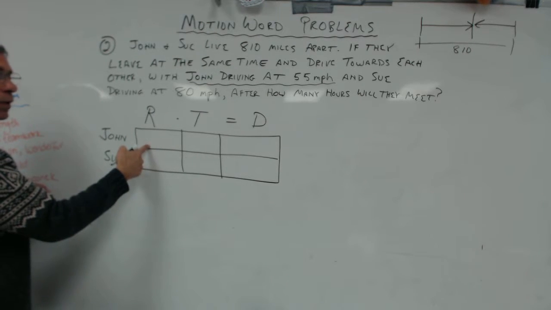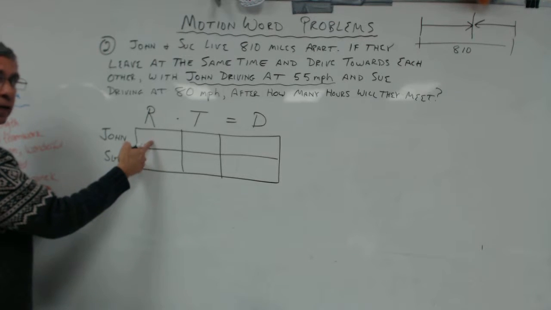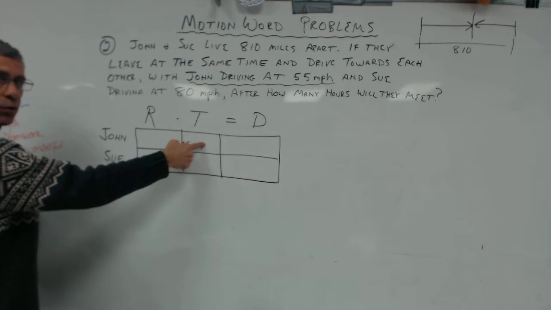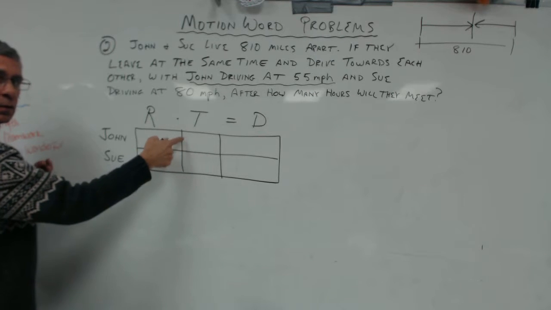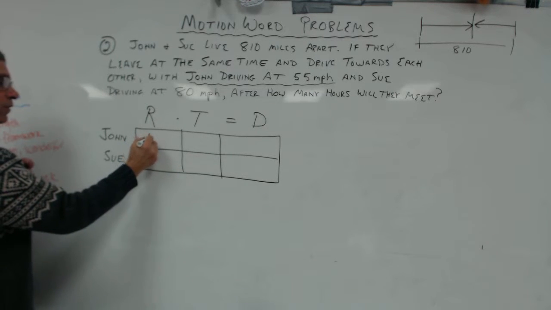Miles per hour. That's speed. That's rate. Right? Time would be just 55 hours. You see the difference? Yeah. So it would be this. So it would be 55.